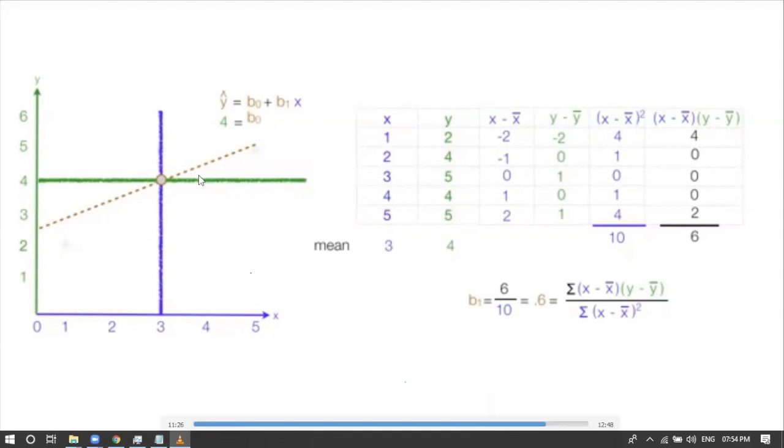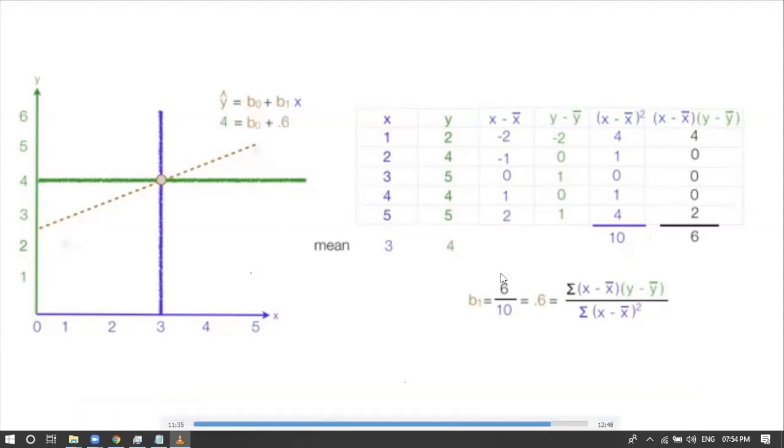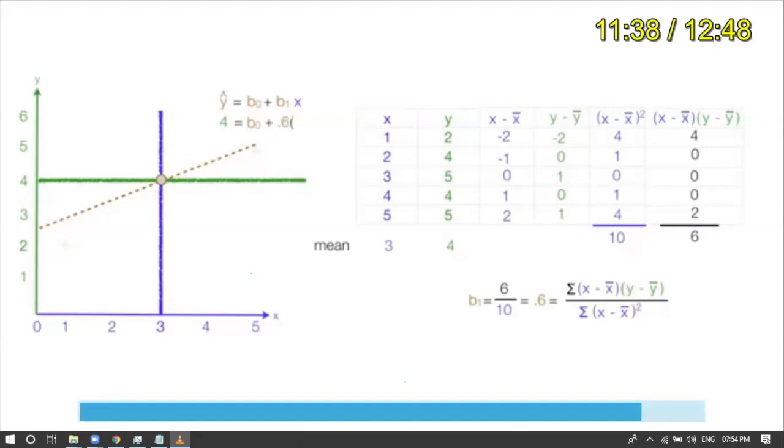Now if we put the point 3 and 4 into this equation, then if the line passes through the mean point, which is 3 comma 4, it means y naught will be 4, b naught will be b naught because it's unknown now, plus b1, which is 0.6, into x. The value of x will be 3. By solving this equation, we get the line.